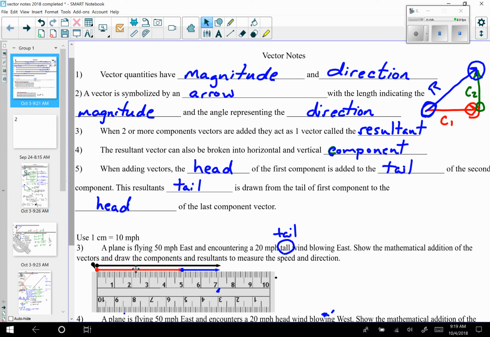And so therefore it's 7 centimeters long. And it's pointing to the right, which means it's going east. Now these are really, really easy. And to do these mathematically, it's simply that easy as well.